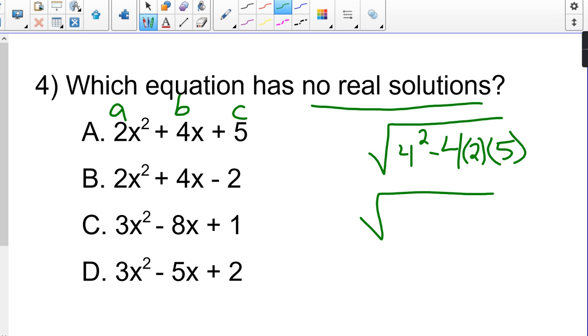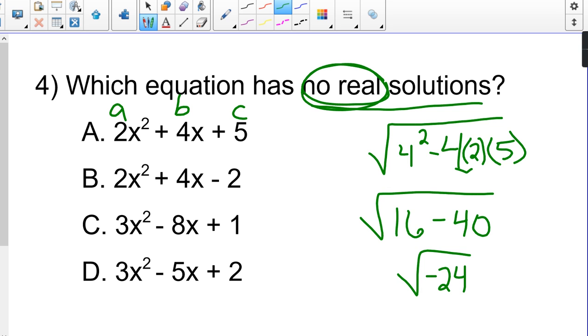If I simplify, if you're my student, you know you have a calculator on the test. I don't care if you put this all in the calculator, but otherwise you could follow along with me. 4 squared is 16, and then we're subtracting 4 times 2, which is 8, and then 8 times 5 is 40. So we're doing 16 minus 40. That is negative 24. We cannot take the root of a negative number. So this is an example of not real solutions, okay?